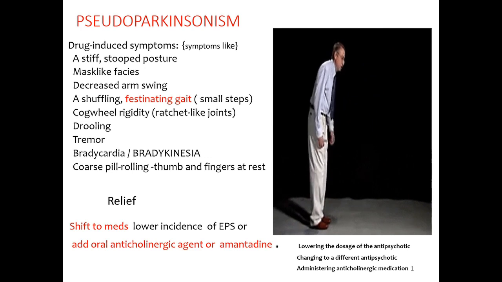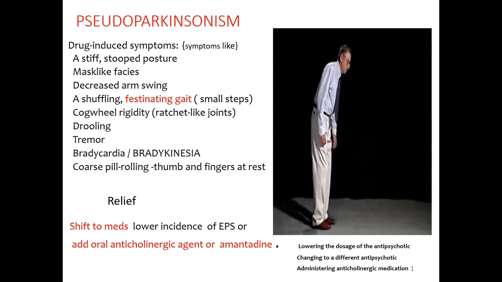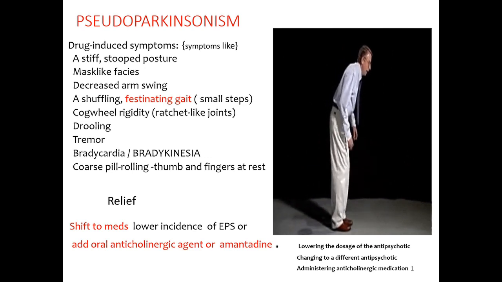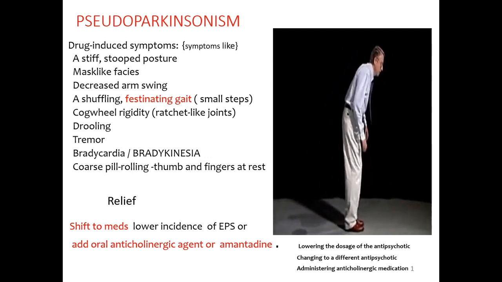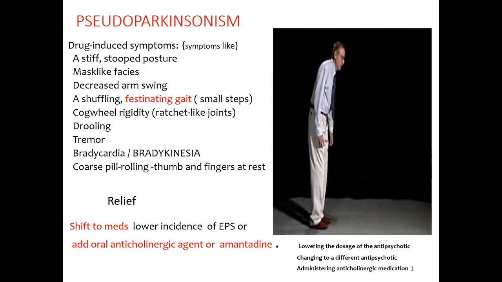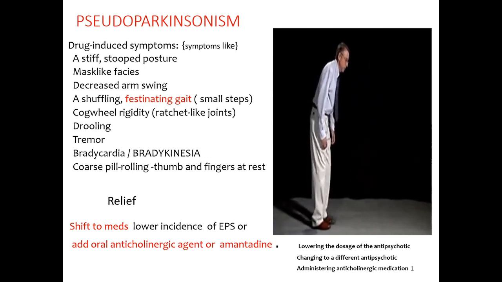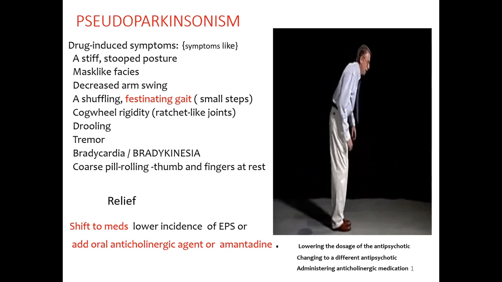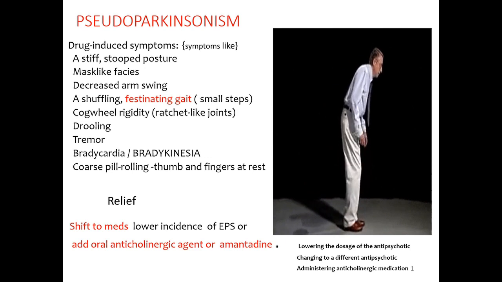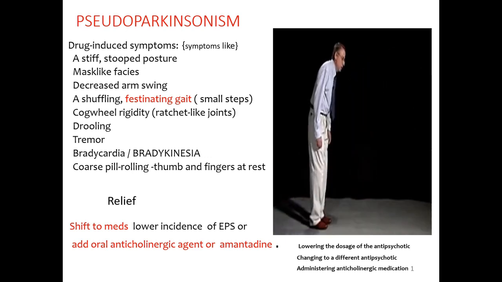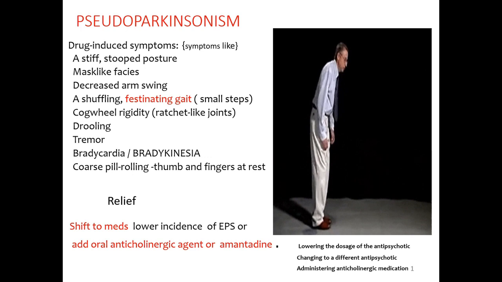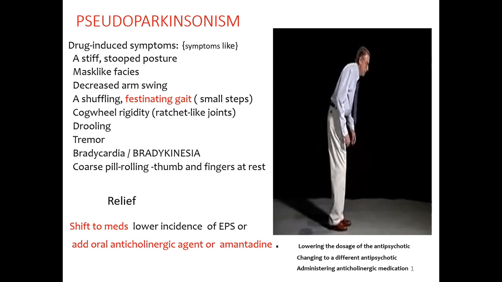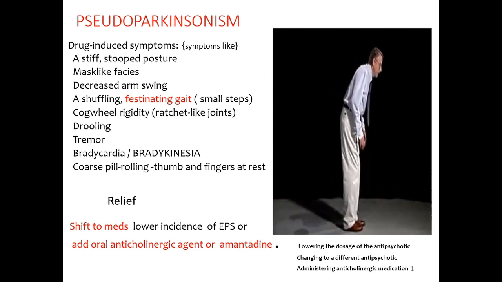You may see here that the patient is having a stoop posture. He is making a gait or a movement called a shuffling or festinating gait. Slowly, small steps, festinating gait. And he is having a cogwheel rigidity. The body is rigid, like ratchet-like joints. And if you may notice, the face is having a mask-like face. He's having a steep stoop posture. This is the way we describe pseudo-Parkinsonism.